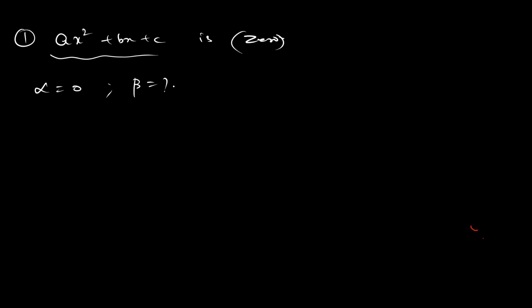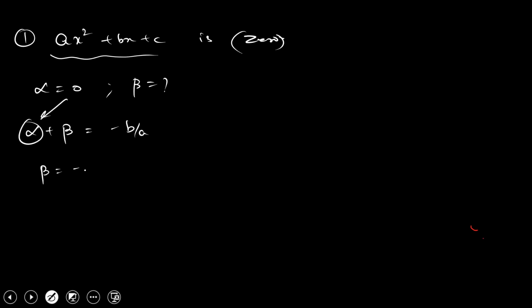You should have got the answer by now. Did you understand the question or not? Not ax exactly, sir. Minus b by a. Because alpha plus beta is how much? Minus b by a. What is alpha? 0. So beta will be equal to minus b by a. That's it. Right? Yes, sir.